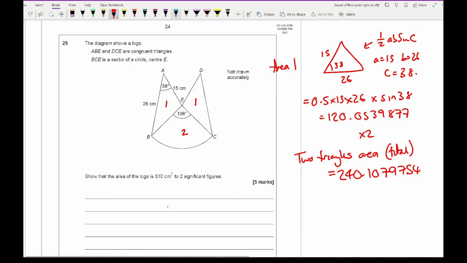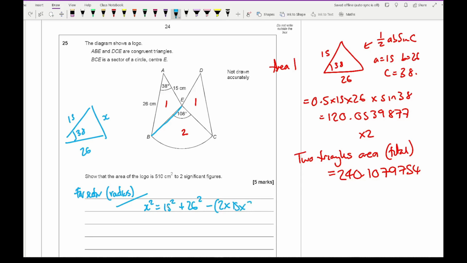In terms of the sector, first things first, I need to work out the radius. How do I do that? Well, I'm going to use the cosine rule. So this is 38, this is what I'm trying to find, this is 15, and this is 26. So I've got x squared equals 15 squared plus 26 squared minus 2 times 15 times 26 times cos of 38. And so x squared equals, I'll just quickly type that into my calculator.